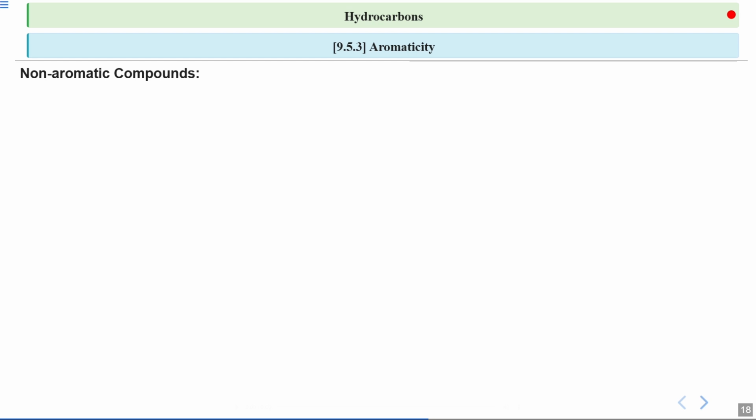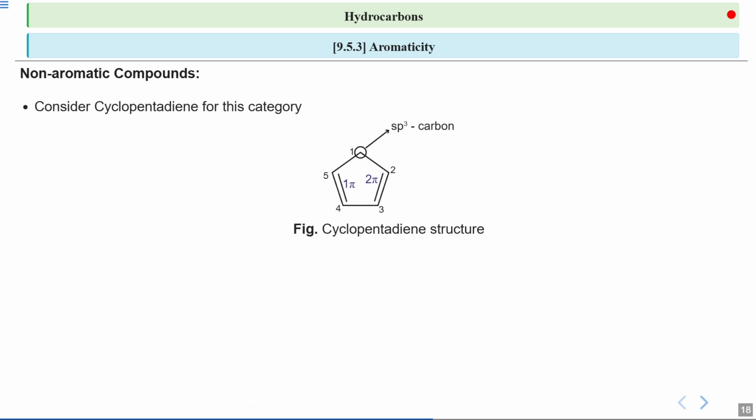Now let us focus on non-aromatic compounds. Non-aromatic compounds are those that do not meet the criteria for aromaticity, even the first 3 criteria. So we will explore them in detail. For that, we are taking cyclopentadiene as our main example to understand what makes a compound non-aromatic. So here is your cyclopentadiene. Notice its ring structure in the diagram. 5 carbon atoms joined together. This is a classic example of a cyclic hydrocarbon, but not an aromatic one.